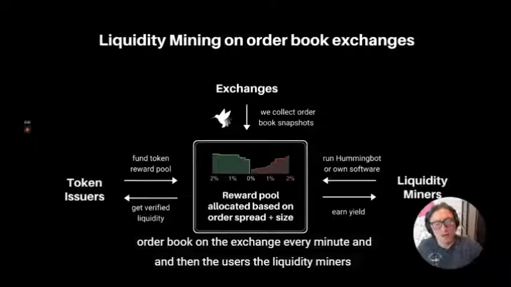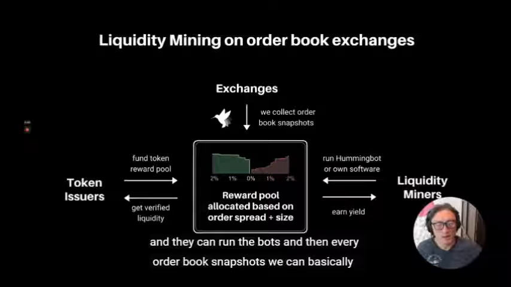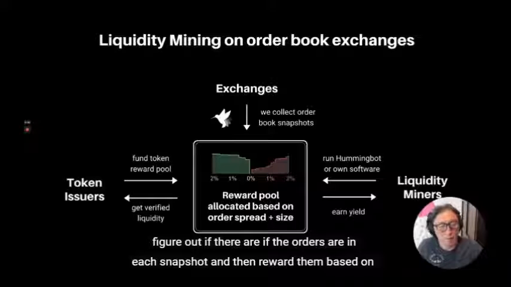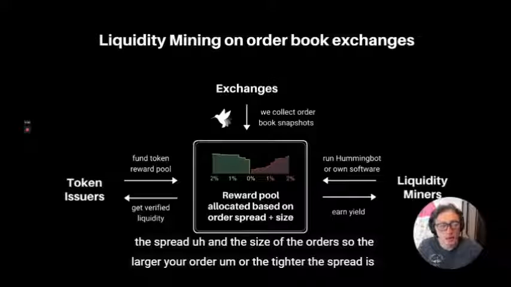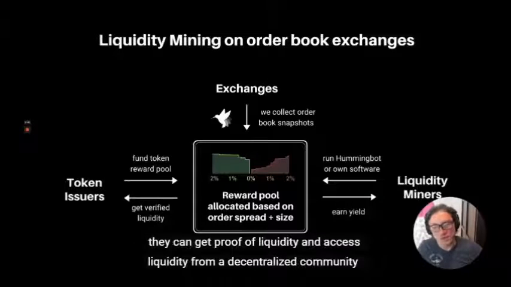Then the users, the liquidity miners, who are either individuals or firms running our bot, can give us an API key and run the bot. In every order book snapshot, we can figure out if their orders are in each snapshot, and then reward them based on the spread and the size of the orders. So the larger your order, or the tighter the spread, the larger a portion of that reward you get in the snapshot.